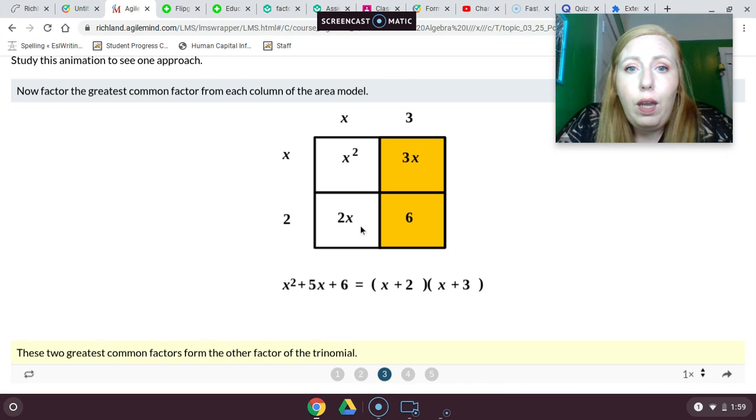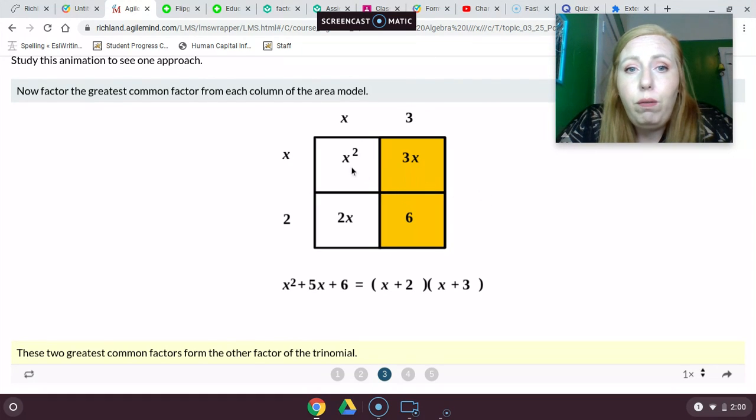All right, so the common factor for this column is x. This one has an x and this one has an x, so that's the common factor for this one. All right, the common factor for this one is they both have 3. We could divide this one by 3 and we could divide this one by 3, so that's a 3.